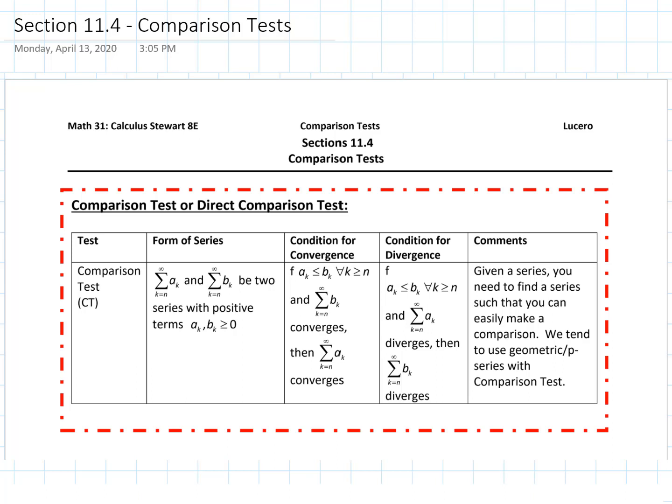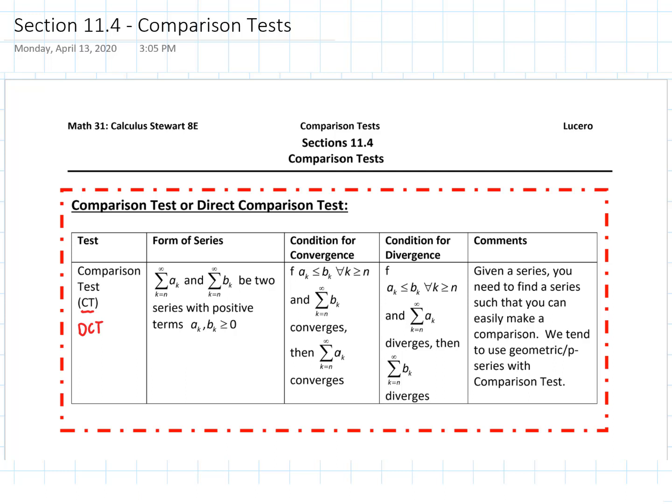Section 11.4 is all about comparison. We have two tests in this section called the comparison test. So let's start with what is called the comparison test. Sometimes I refer to it as the direct comparison test once we work with the other comparison test called the limit comparison test. So we have CT for short, or DCT for direct comparison test.